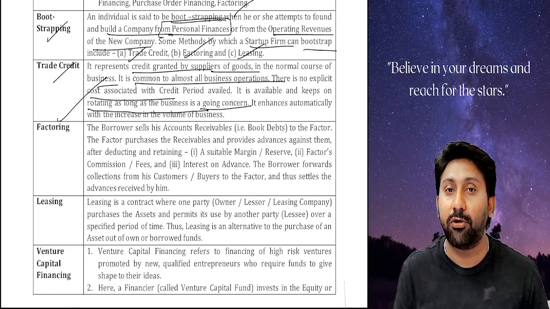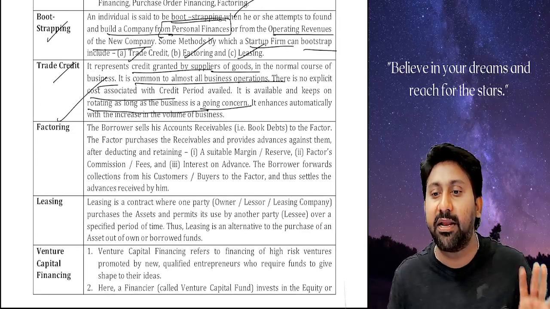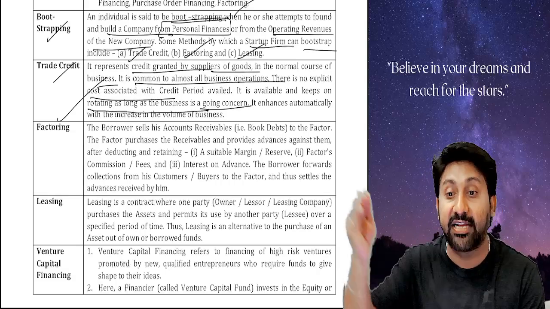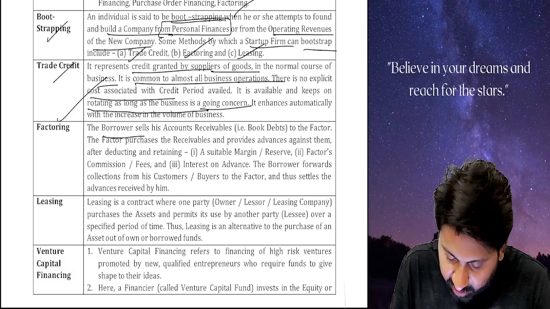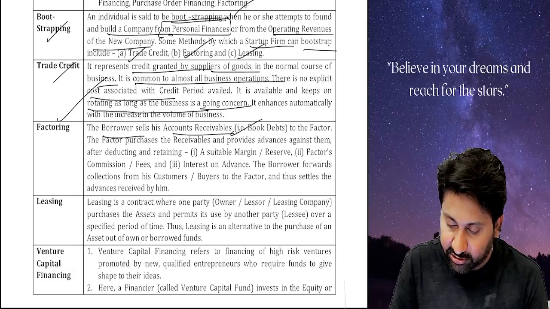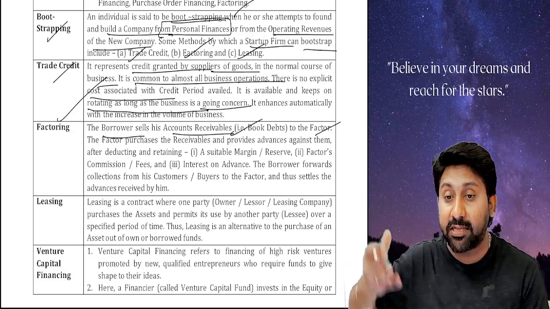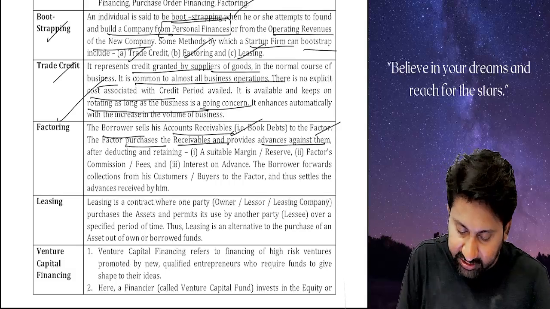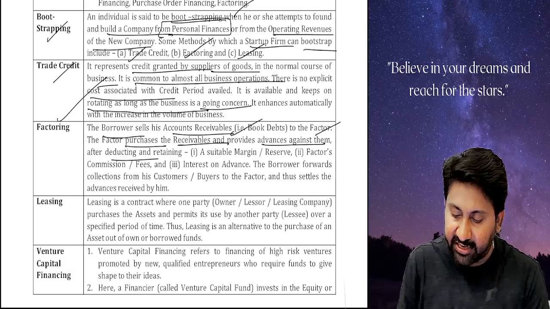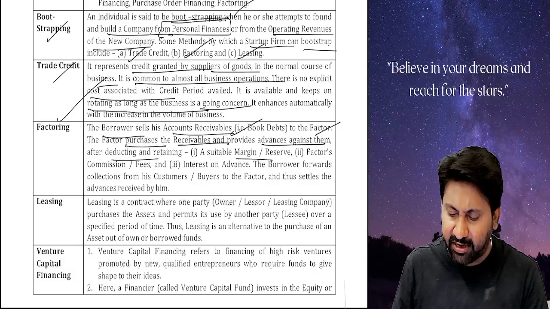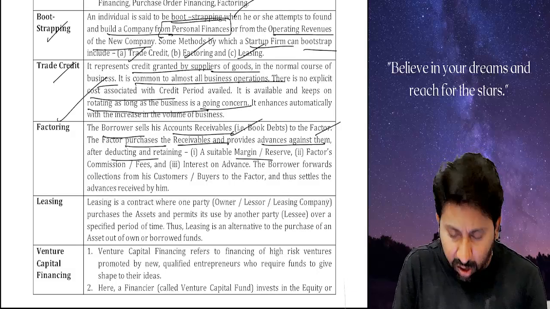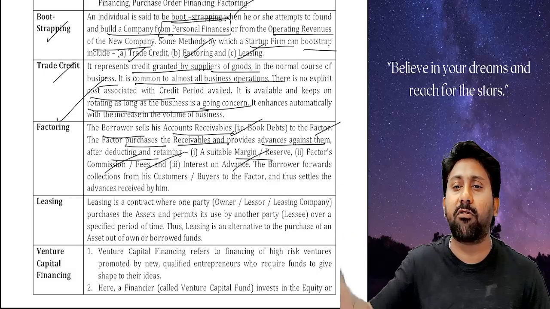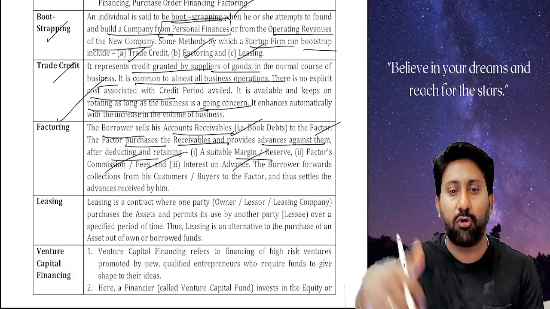Factoring. What I will do, I will sell my debtors, such that the bad debts problem will not be there. The amount is released immediately. It's like a securitization. The borrower sells his accounts receivable, means debtors, to a factor. A factor means a person who buys them. The factor purchases receivables and provides advances against them by deducting and retaining some margin or reserve. They may deduct some margin or fees, commission or interest, etc. Immediately they forward the money to the person, who will again rotate it in the business.